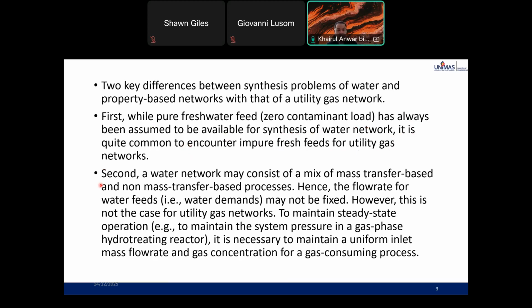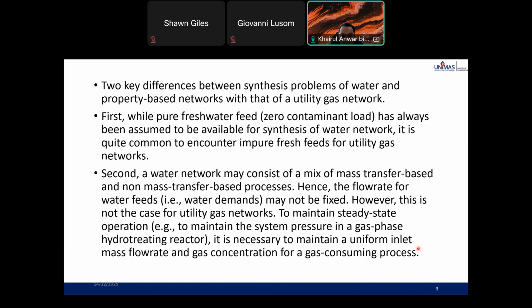Second, water networks may consist of a mix of mass transfer-based and non-mass transfer-based processes. Hence, the flow rate for water feeds may not be fixed. However, this is not the case for the gas network to maintain steady state operation. To maintain the system pressure in a gas phase hydrotreating reactor, it is necessary to maintain a uniform inlet mass flow rate and gas concentration for gas consuming process.